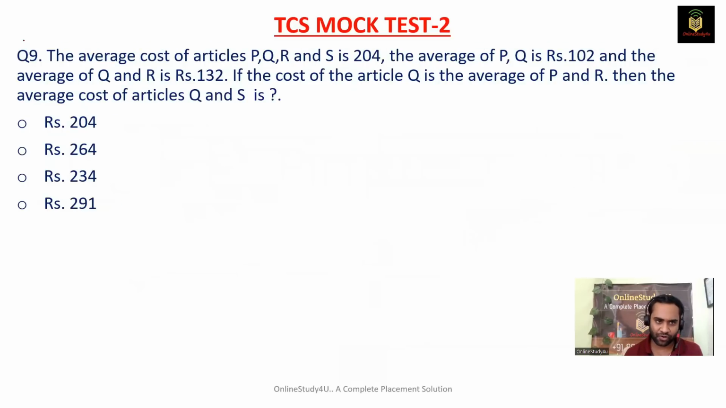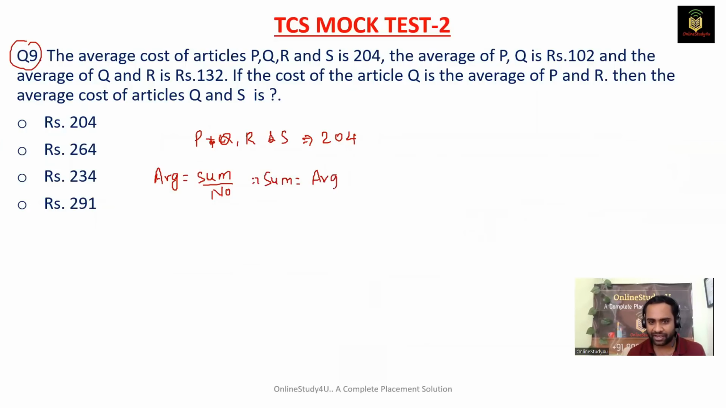So let me solve question number 9. The average cost of articles P, Q, R and S is 204. Now, my dear friends, average will be nothing but sum divided by number. You already know, right? Okay. So sum will be equal to what? So sum will be equal to average into number. This you already know, no need to write again and again.